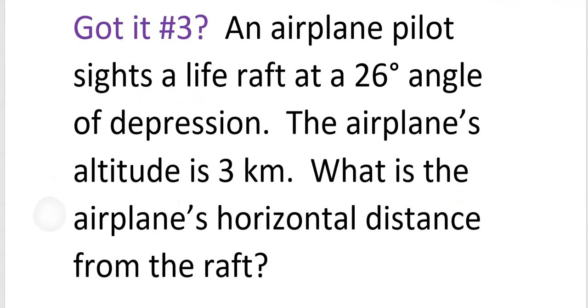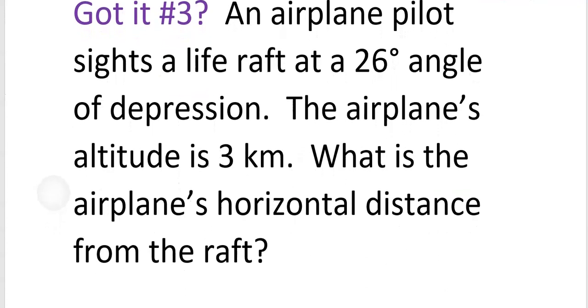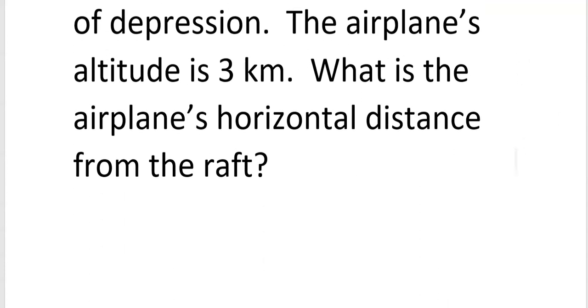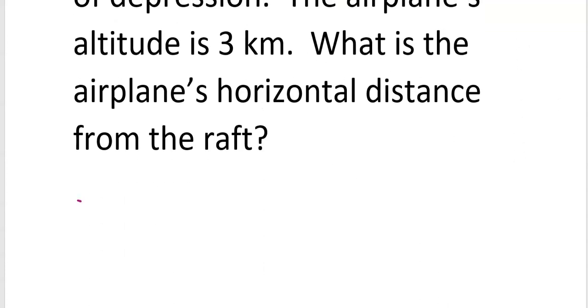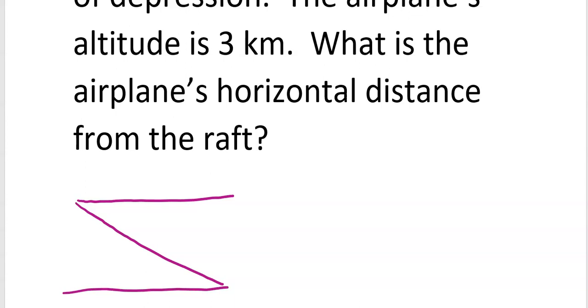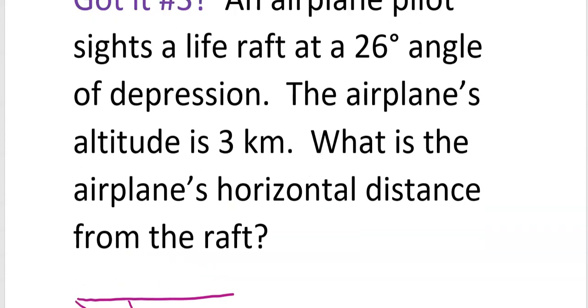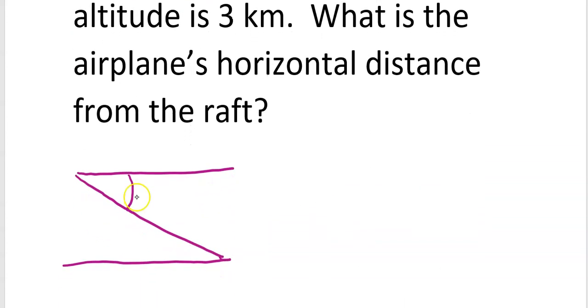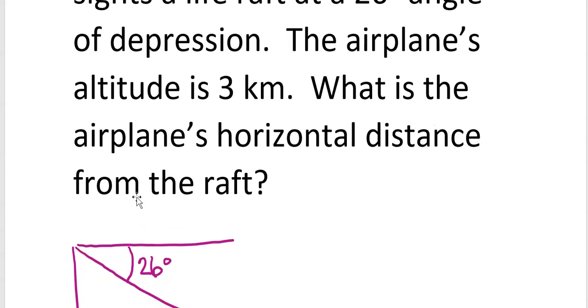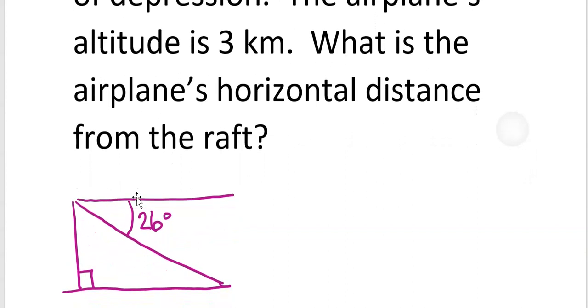Yeah. An airplane pilot sights a life raft at a 26-degree angle of depression. The airplane's altitude is 3. This time we don't have a picture. So we have a plane like this and an angle of depression like that. It kind of forms like a backward Z. This right here is the 26 degrees. I'm going to show you one other way that you could do this one too. The right angle is there. The airplane's altitude is 3.